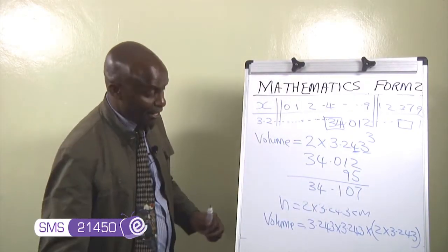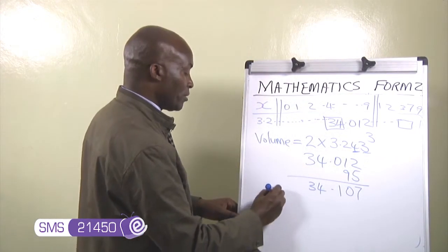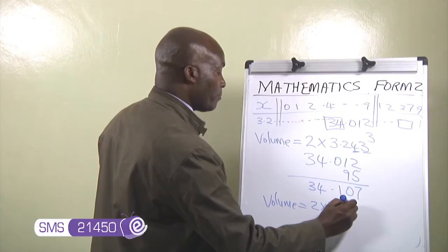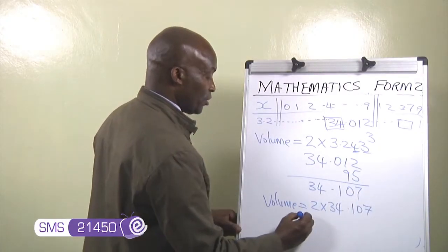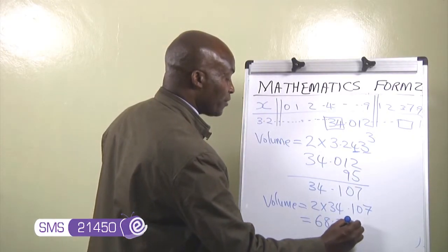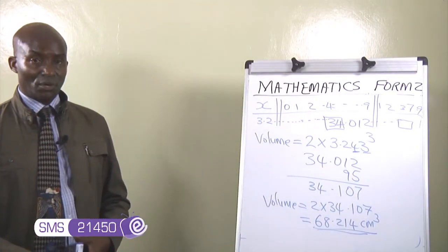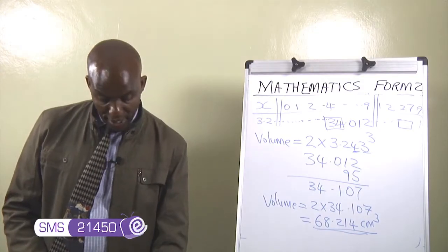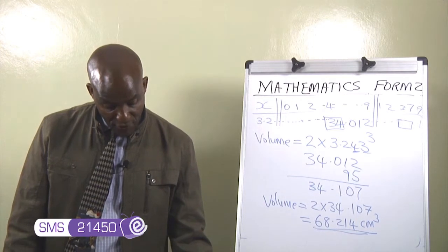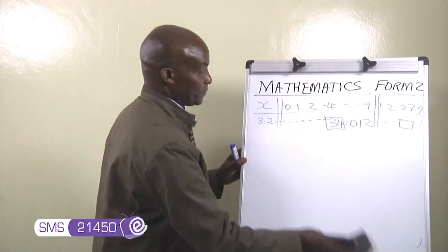And then to get the volume of the cuboid, we say volume is equal to 2 times 34.107, which gives us 68.214 centimeters cubed as our result. Okay? So I think that should be very clear. I will now give you the last example of the applications of cubes and cube roots.